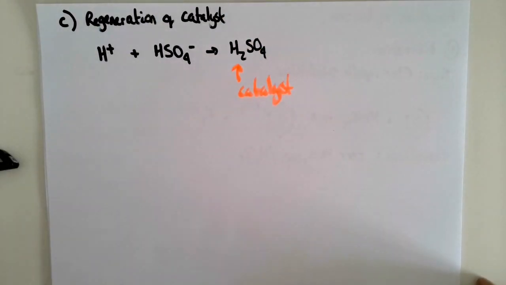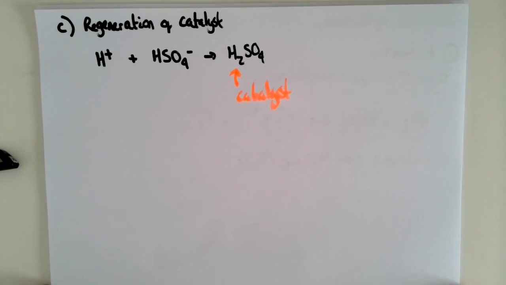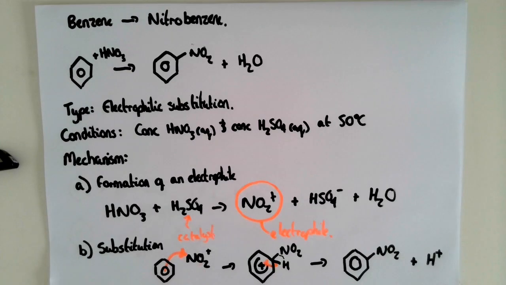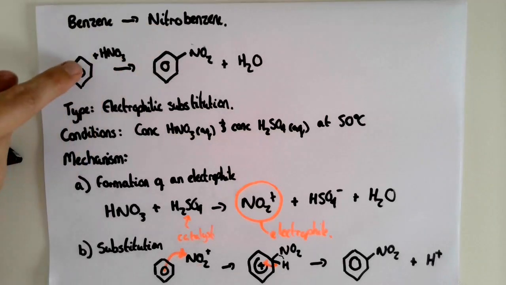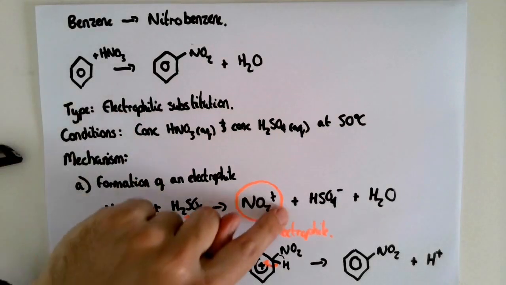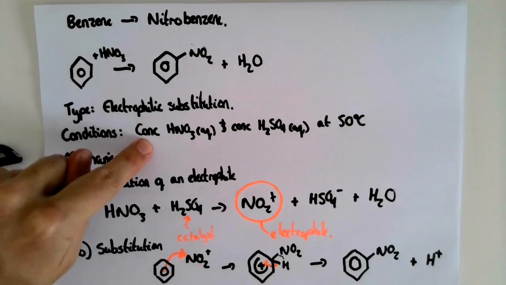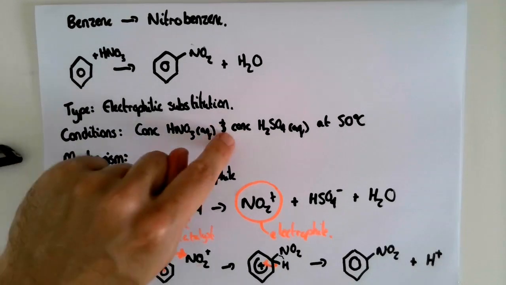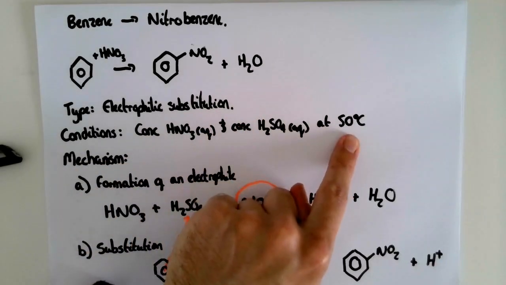Okay, so if I just maybe run you through that mechanism one more time just to help you picture it and help you note the key points. So what are we doing? We're performing a substitution reaction to convert benzene into nitrobenzene. It's called an electrophilic substitution reaction. Electrophilic because an electrophile is used in the substitution process. Conditions: concentrated nitric acid and concentrated sulfuric acid. This bit acts as the catalyst at 50 degrees Celsius.